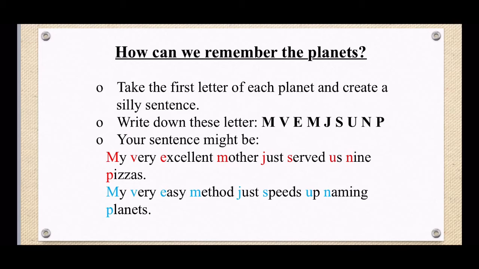Another one is, my very easy method just speeds up naming planets. So that's a very nice one to use. I'll read it again. My very easy method just speeds up naming planets. So that's an easy way for you to remember the order of the planets, right? And just by using the first letter of each planet, right? So see how many silly sentences you can create using these letters and which one you will use to remember the planets.